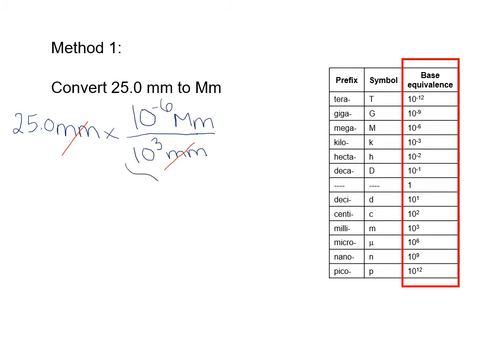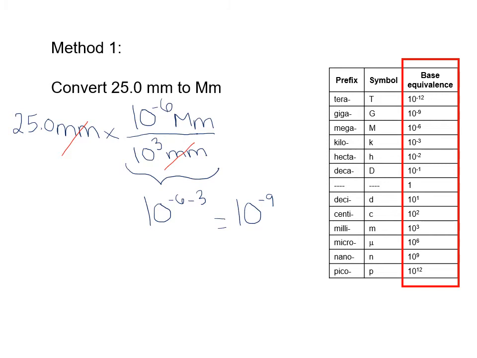So this here, 10 to the minus 6 over 10 to the third, in order to calculate it, I just subtract the powers from each other. So I do 10 to the minus 6 minus 3. So when you're dividing two numbers by each other, their powers get subtracted. So this becomes 10 to the minus 9.